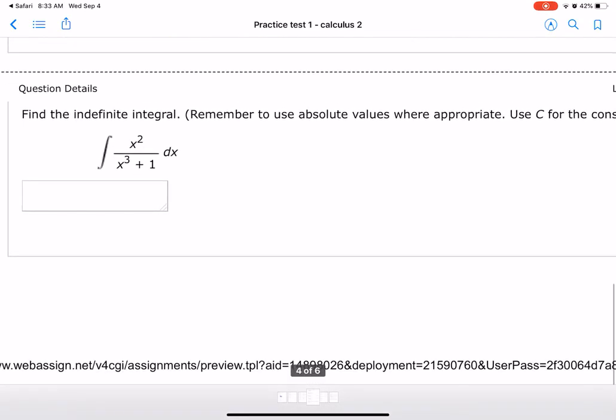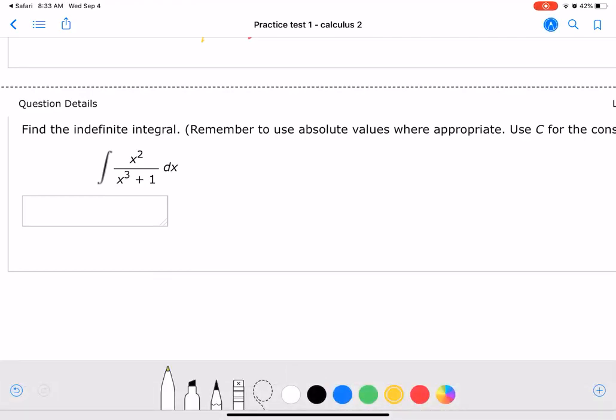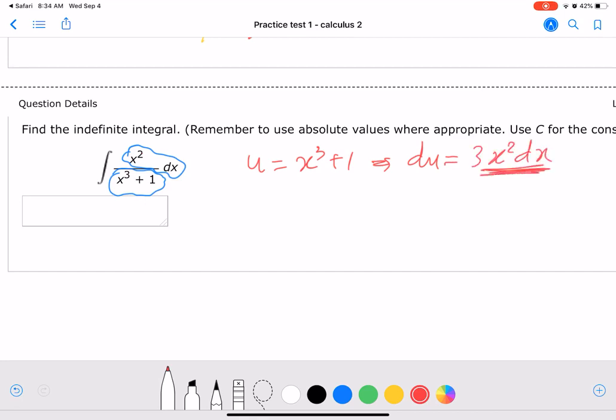Let's move to the next one, find the indefinite integral. So for this problem, let's do some observation, right? In the bottom you have x cubed plus 1, and on the top you have x squared dx. So probably you can guess, since the power on the top is 2, which is less than the power in the bottom by 1 unit, right? So you put u equal to x cubed plus 1. Because if you do this substitution, when you differentiate that, you get 3x squared dx. So you get this combination on the top.